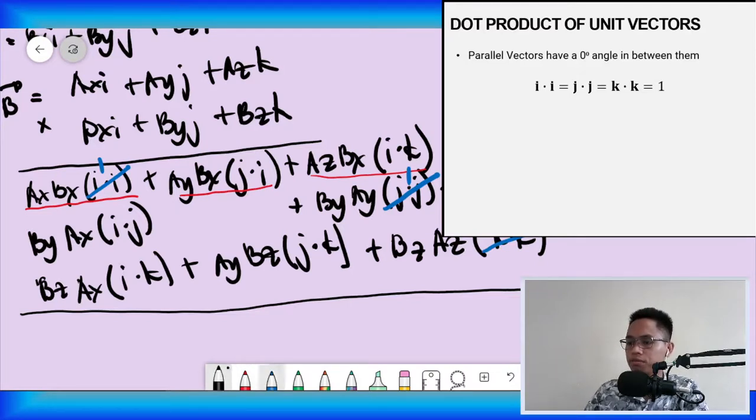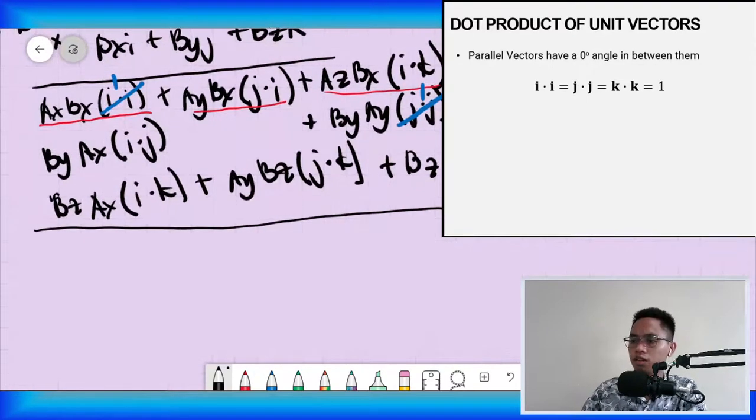Let's analyze. J is on the y-axis, I is on the x-axis, and K is on the z-axis, right? The x, y, and z axes are perpendicular to each other. So x and y are perpendicular. Y and z are also perpendicular. X and z are perpendicular as well. So therefore, when we say perpendicular, theta is simply equal to 90 degrees.